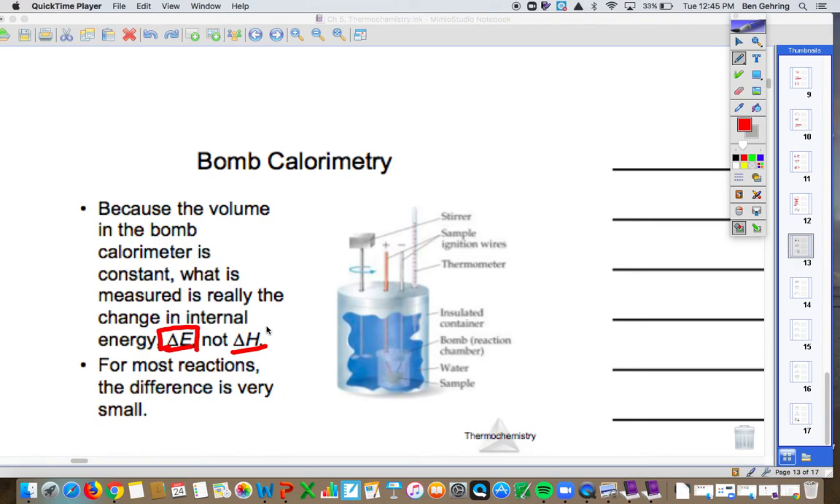But that is where we're going to stop. In the next video, I will give you a practice example of how to solve a bomb calorimetry question, and then we'll continue from there.